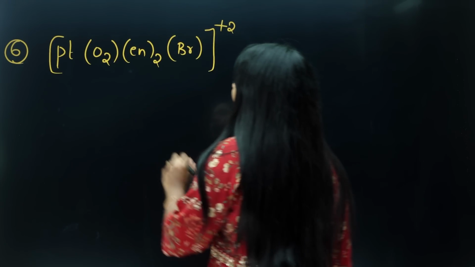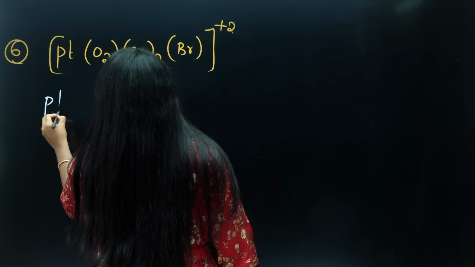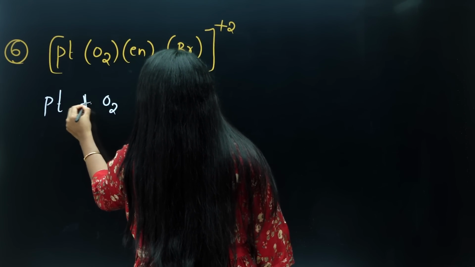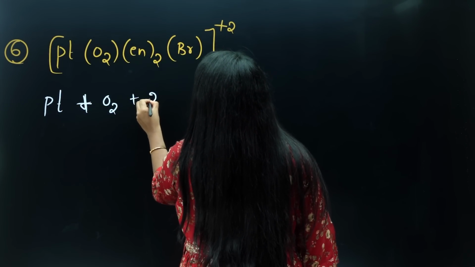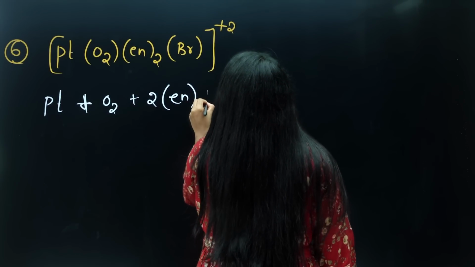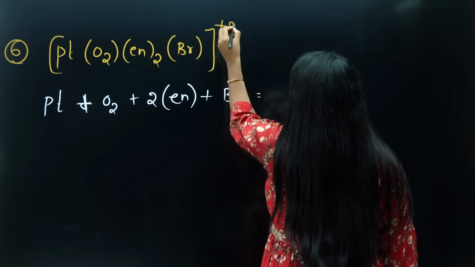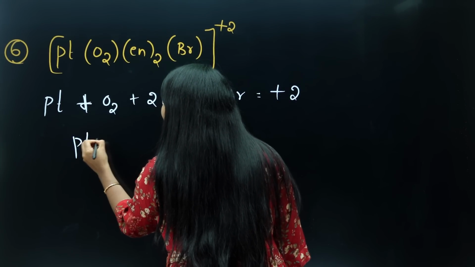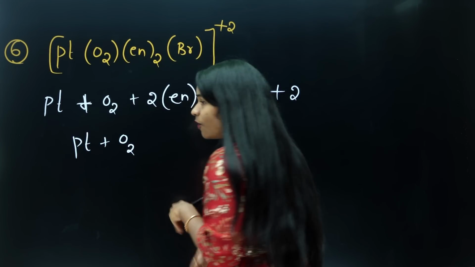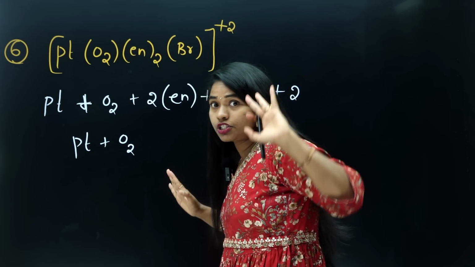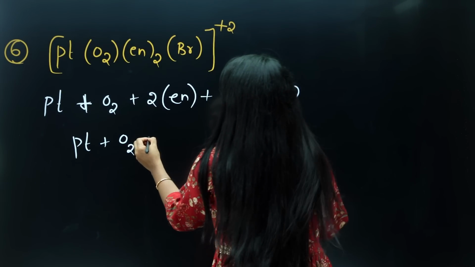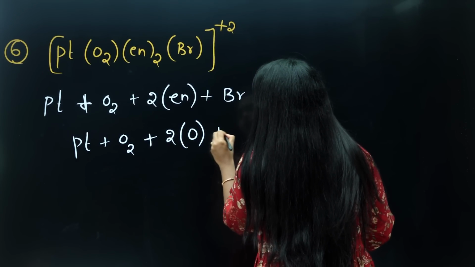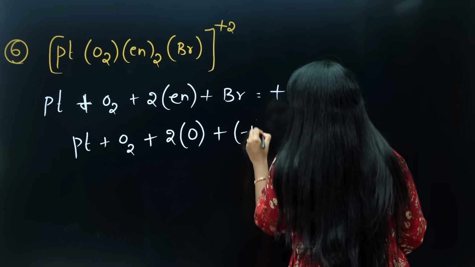See here. Pt plus O2 plus 2 into ethylene diamine plus Br, equal to what total charge? Students, tell me. +2. So we don't know the oxidation state, I mean, the charge on the O2 molecule. Charge we don't know. So 2 into ethylene diamine is 0, it is a neutral molecule. Br is always -1.